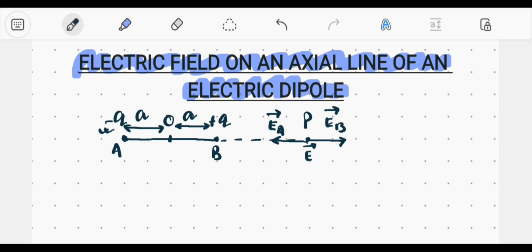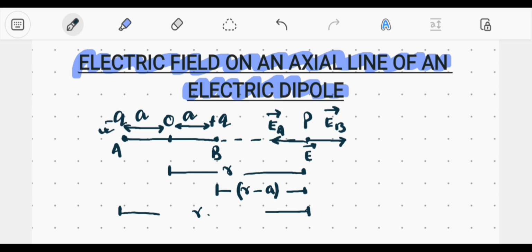Clear now? Let us consider this point P is at a distance r from the midpoint of the dipole. So we can say that the distance between point B and point P will be r minus a, and the distance between point A and point P will be r plus a. I hope the terms are clear.